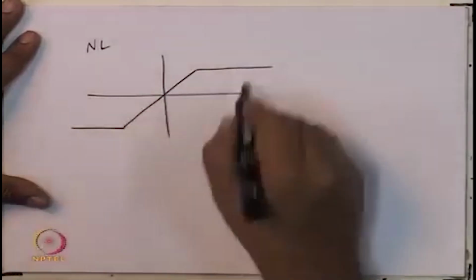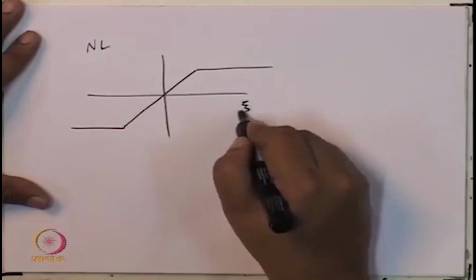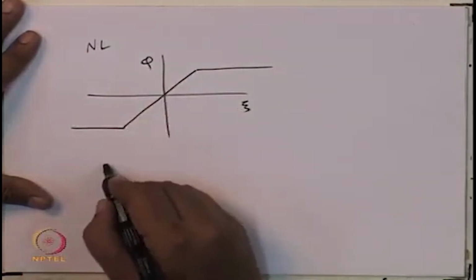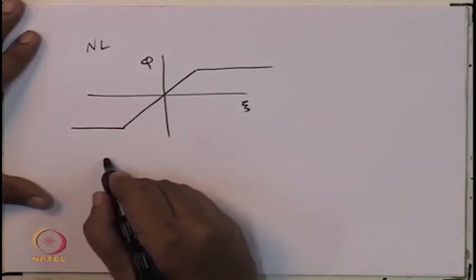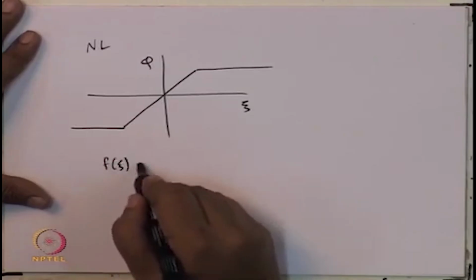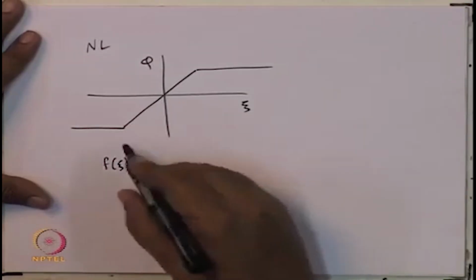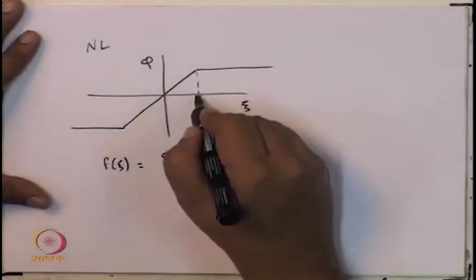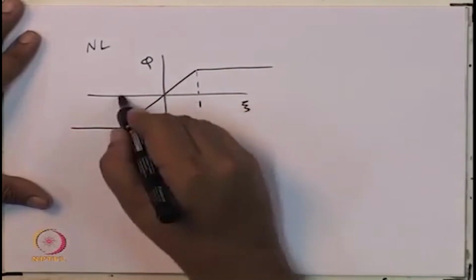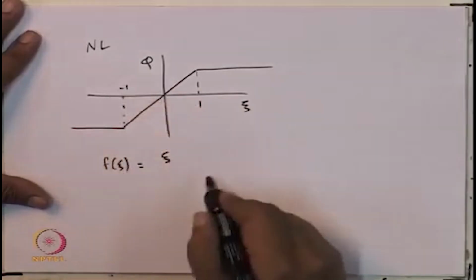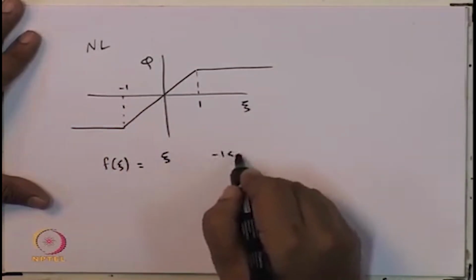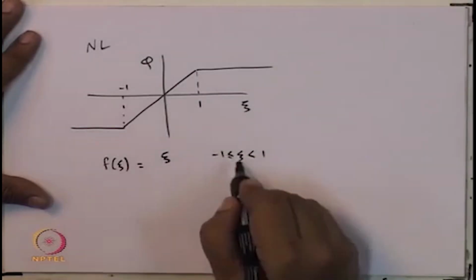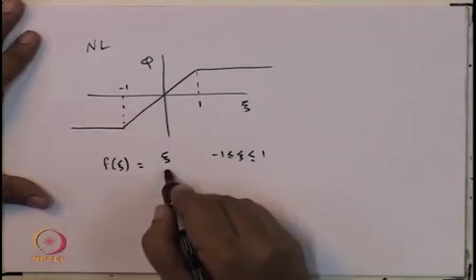Okay. So I mean, one way that you could write out this characteristics is that the nonlinearity is such that f of xi, yeah, that's the nonlinearity, is equal to xi when let's say xi is between +1 and -1. So -1 less than xi less than plus 1. Okay, maybe I'll make it equal, and this is equal to 1.